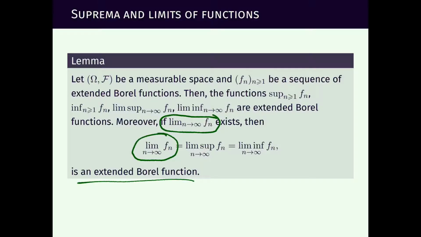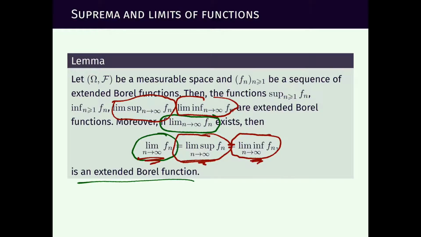Of course, it will be an extended Borel function because a sequence of numbers converges. We know it converges if and only if the lim inf equals the lim sup. So if these two things are equal, and we already know they are measurable, then the limit, which is given by both of them at the same time, is also measurable.